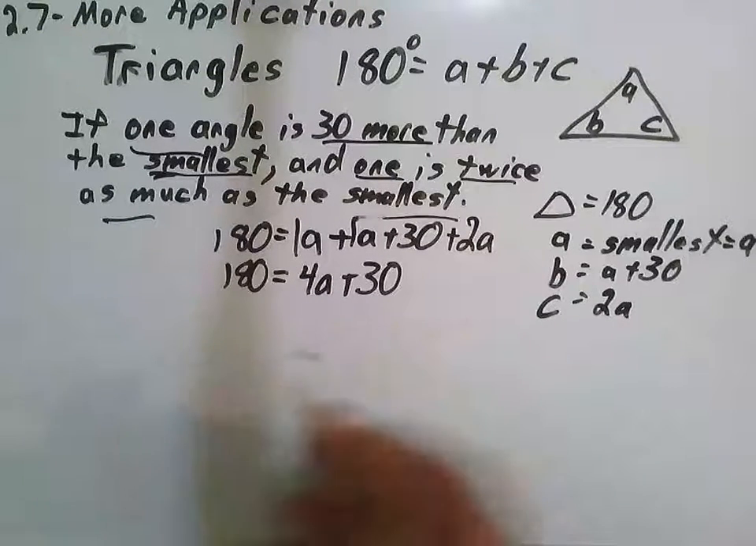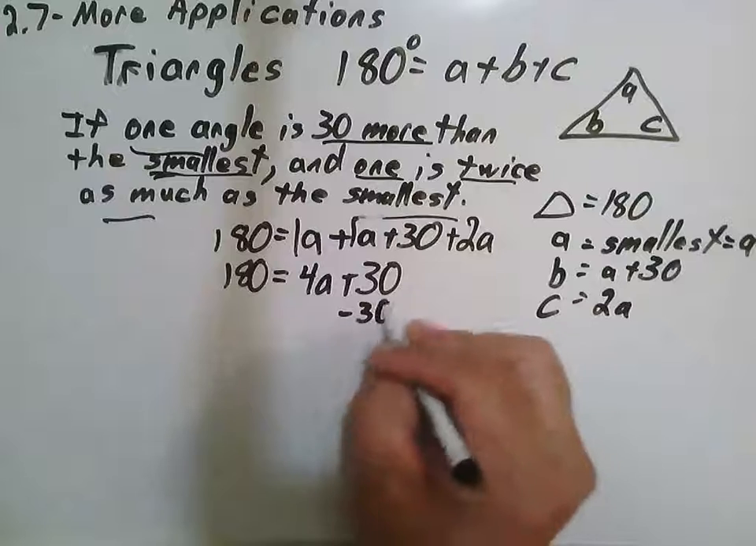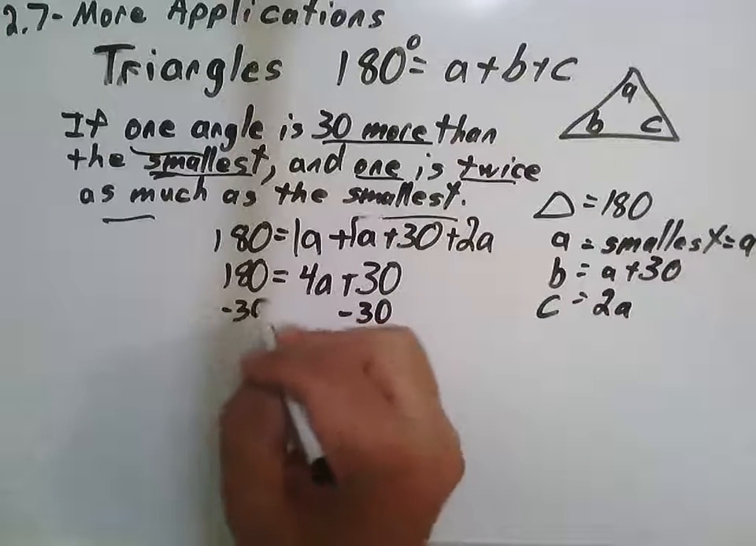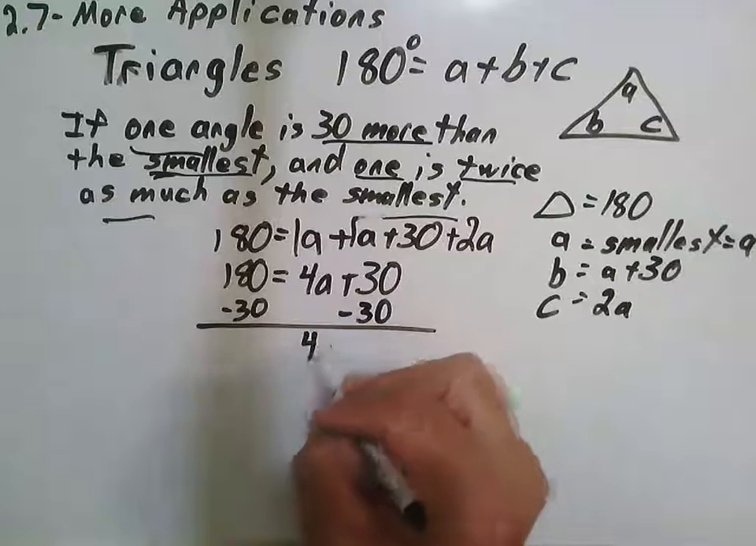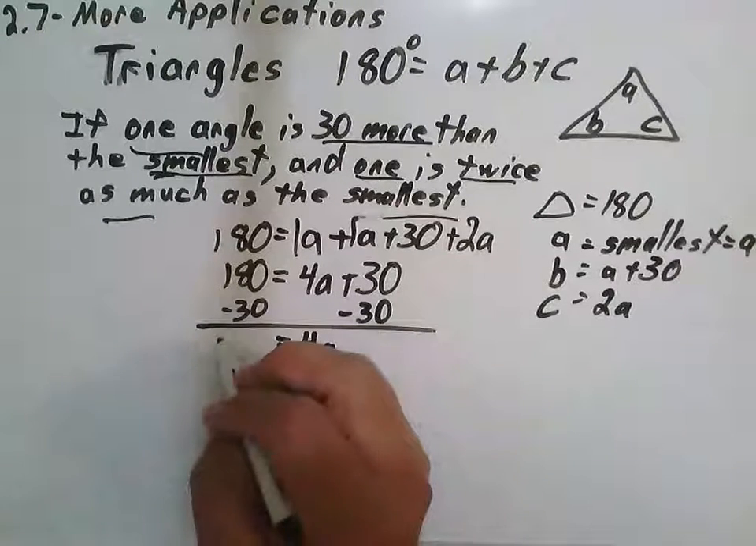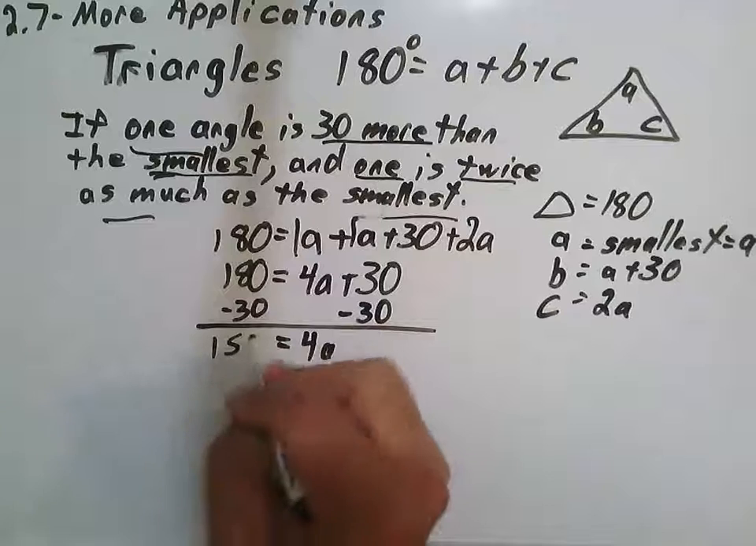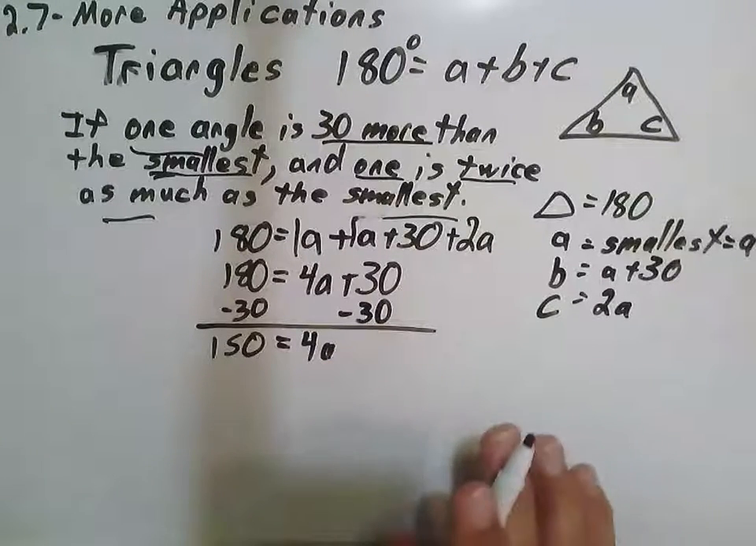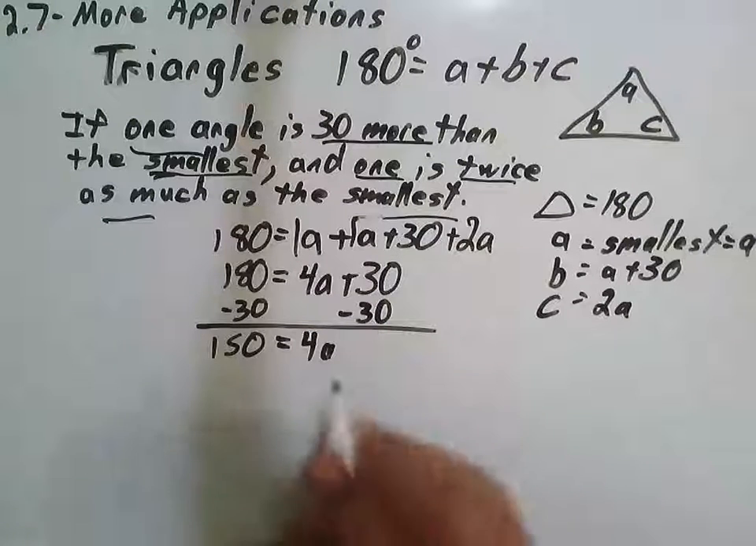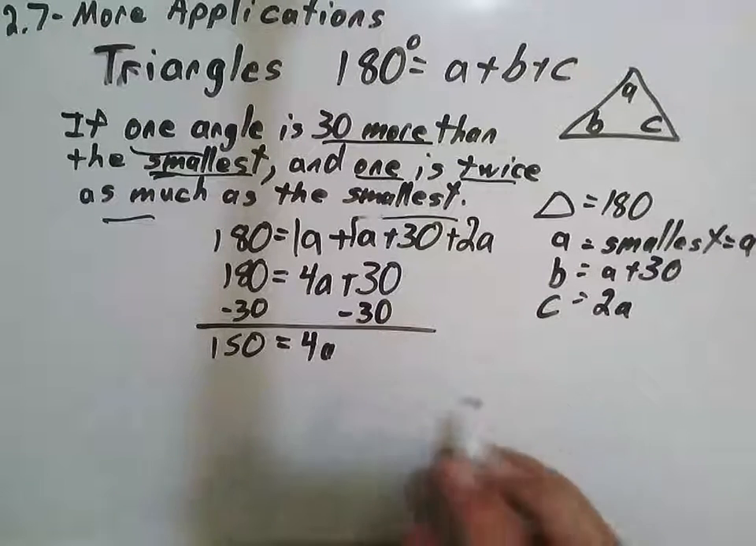Letters on one side, numbers on the other. So the opposite of positive 30 is negative 30. And whatever I do on one side, I'm going to do on the other. So once again, I just move this one over. This is going to give me 4A is equal to 150. Now notice, I just randomly picked these, and this is going to come out to some fractions or something like that, and that's fine because not everything in life works out perfect for you.